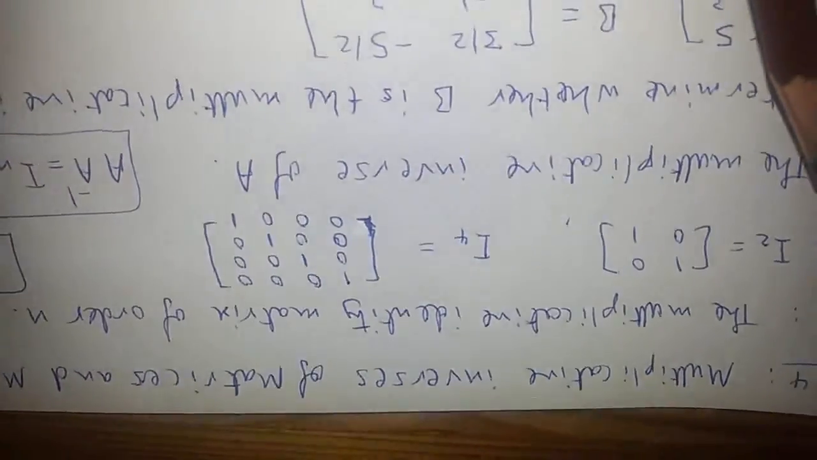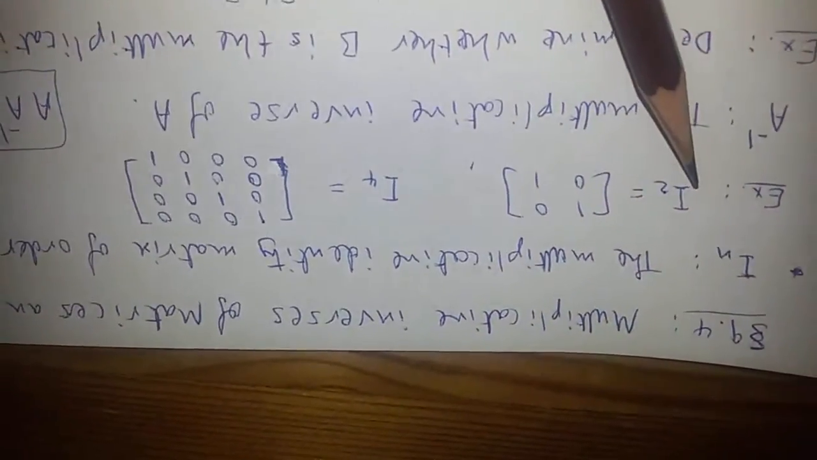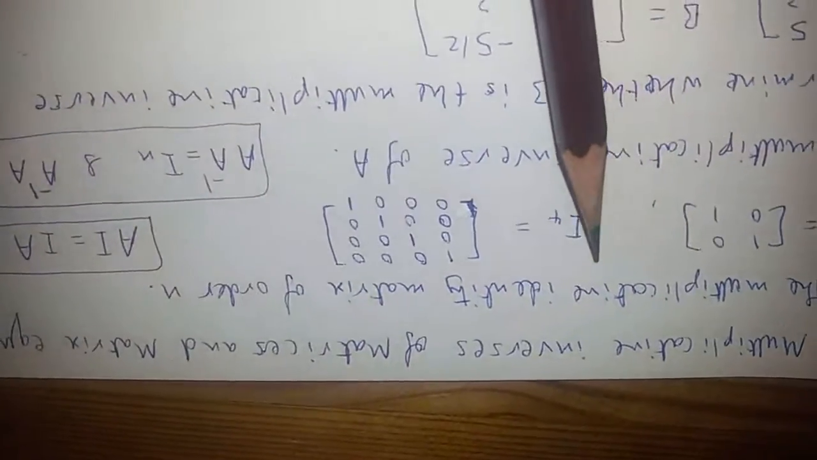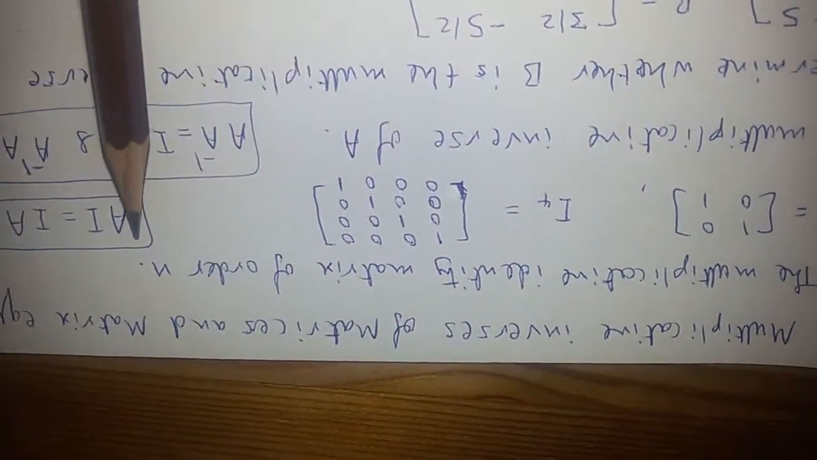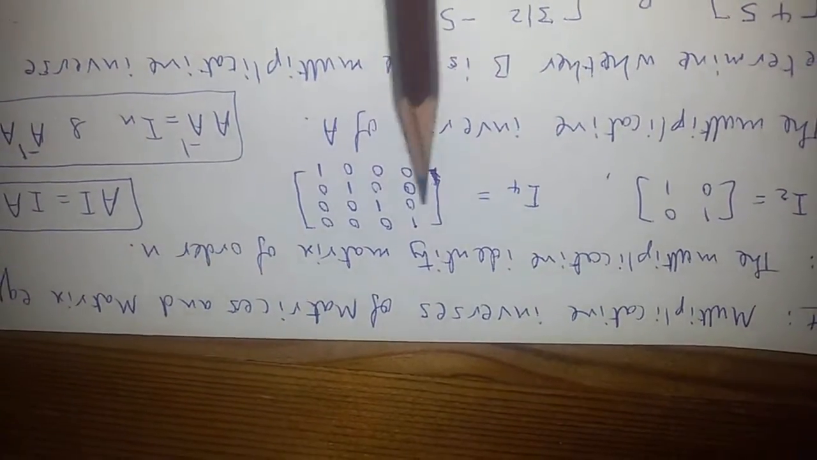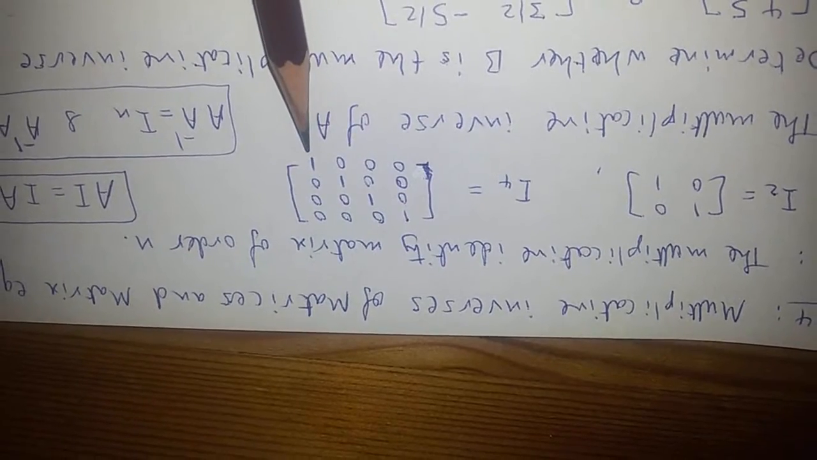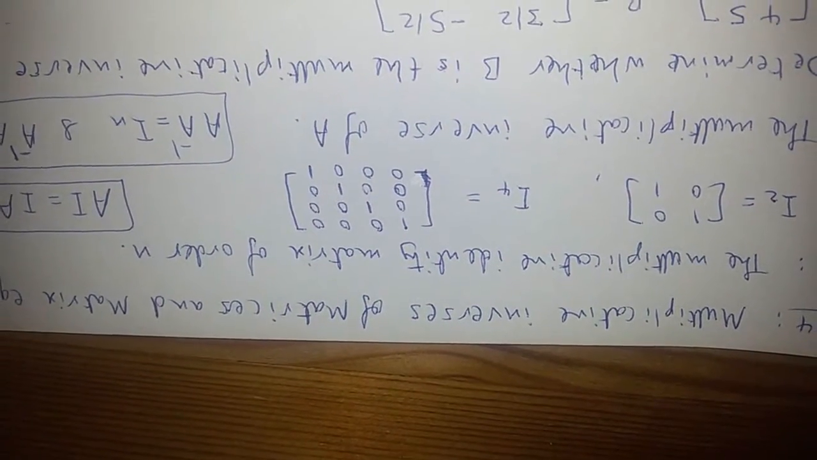First, I'd like to define I_n. We mean by I_n the multiplicative identity matrix of order n. All the elements in the main diagonal will be 1 and all other elements would be 0.